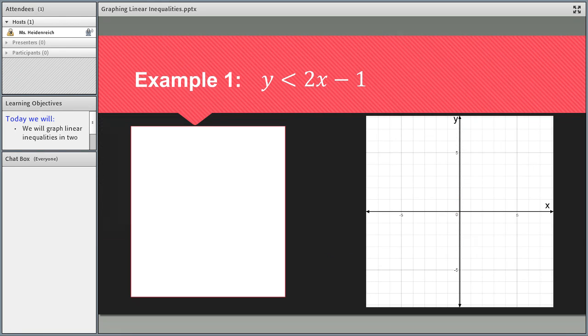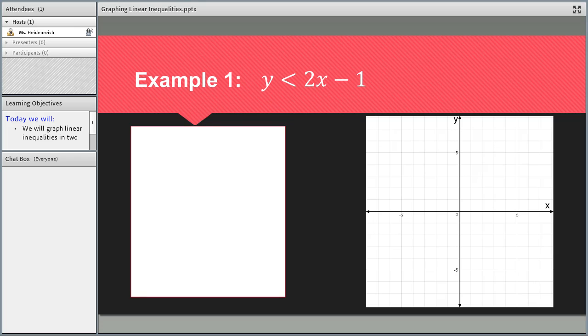I have 4 examples for us today, and so if you would like to take notes, a great idea would be to get out a sheet of paper and fold it into quarters so that you have 4 equal sections on your paper. And then you can write one example in each section.